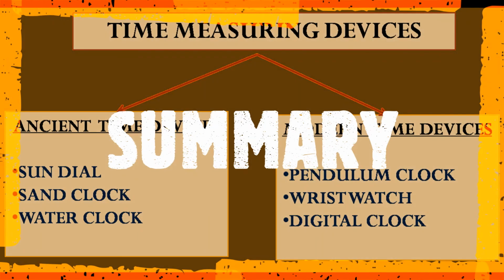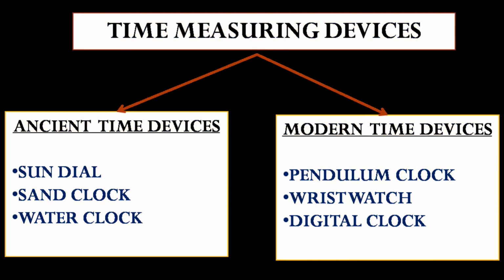Okay, now summary. We have studied that there are 2 kinds of time measuring devices: ancient time devices, sundial, sun clock and water clock. Pendulum clock, wristwatch, and digital clocks, these are the modern time measuring devices.